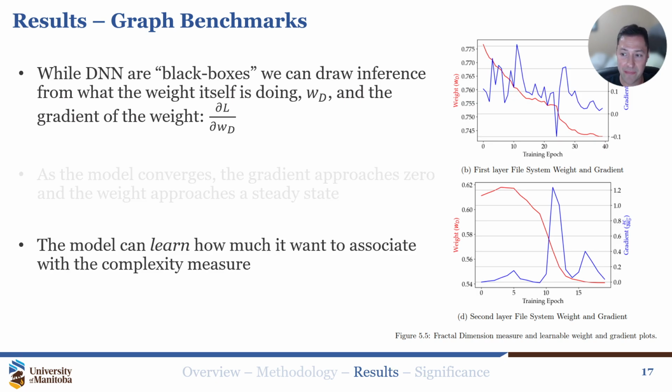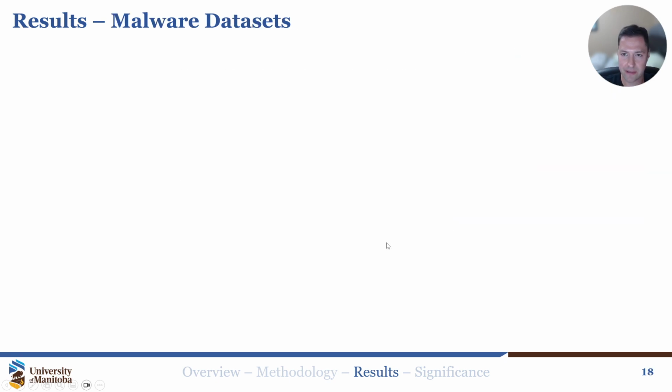The model can learn how much it wants to show with the complexity measure. Ultimately, this is what we're trying to do. This weight is modulated by the model, and if it's driven to 0.54, well, that's great. It's saying it's paying attention to it, 0.54 of whatever that scalar value is. So that's good, and then the gradient approaches zero. So we know the model is learning.